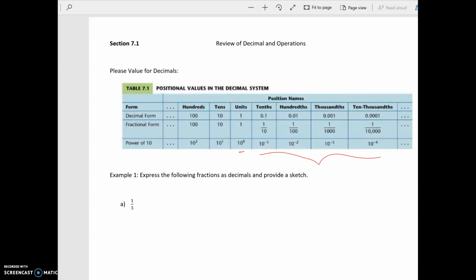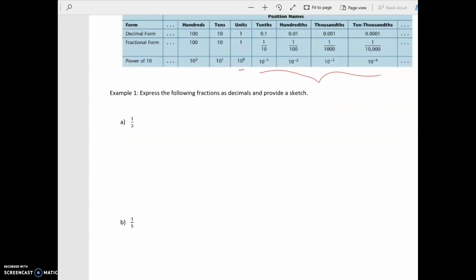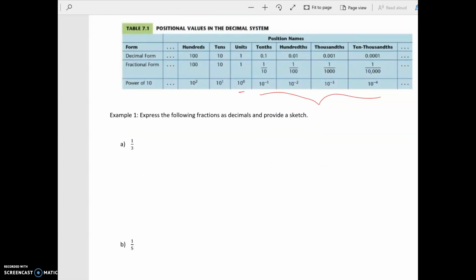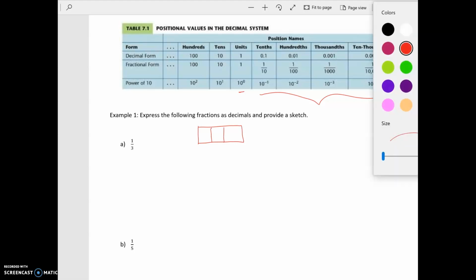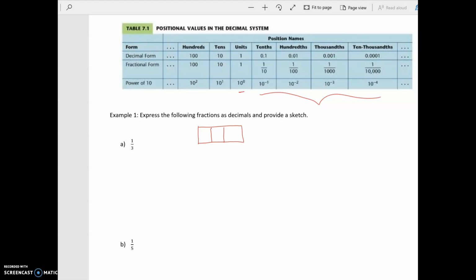Okay, let's take a look at the first example. What they want us to do is basically express the fraction as a decimal and provide a sketch. So let me do the sketch of 1/3, exactly what we did before. You have an integer, you're dividing it into a total of 3 parts. 1/3 represents just one of these pieces. Now, to express it as a decimal, and a decimal is just another way to express a fraction, you're going to have to carry that actual division.